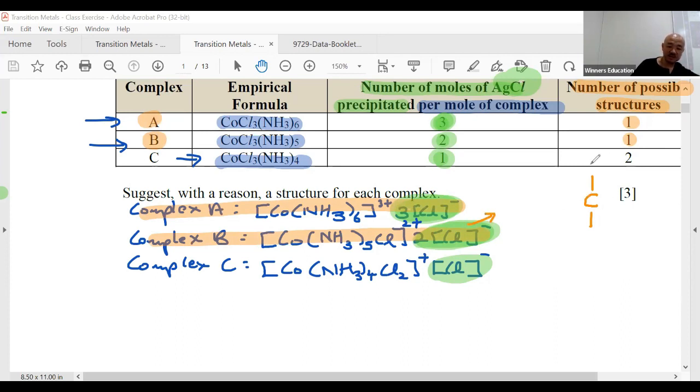If this is only 1 Cl, so if I put a Cl here, the rest are NH3. Let's do dash, dot, dash and wedge so you can see very clearly.